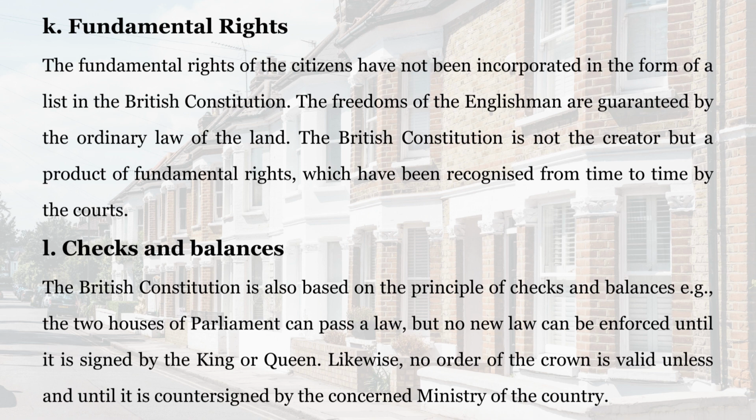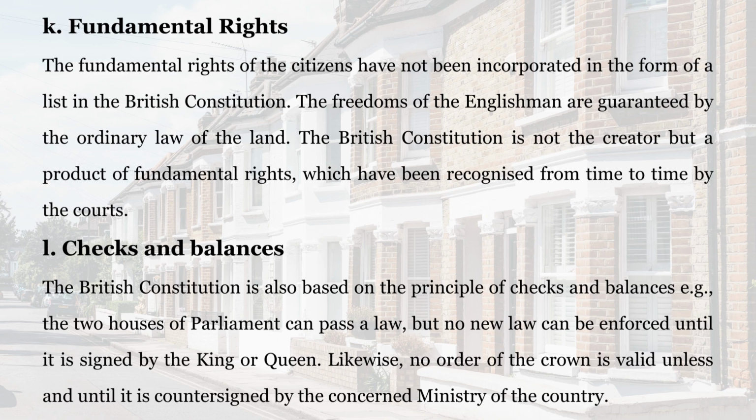L. Checks and balances. The British Constitution is also based on the principle of checks and balances. For example, the two houses of Parliament can pass a law, but no new law can be enforced until it is signed by the King or Queen. Likewise, no order of the Crown is valid unless and until it is countersigned by the concerned ministry of the country.